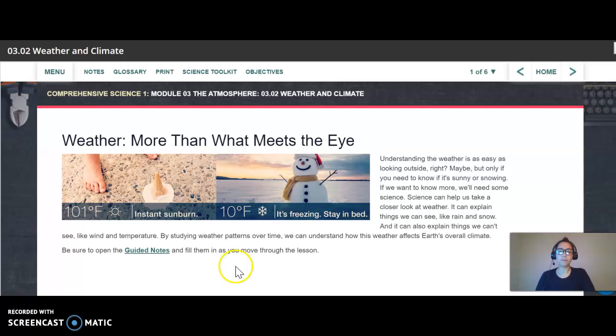When you guys get to the first page, I recommend that you download your guided notes and you use them because you can use them for the quiz this week and you can also use them on the module exam.